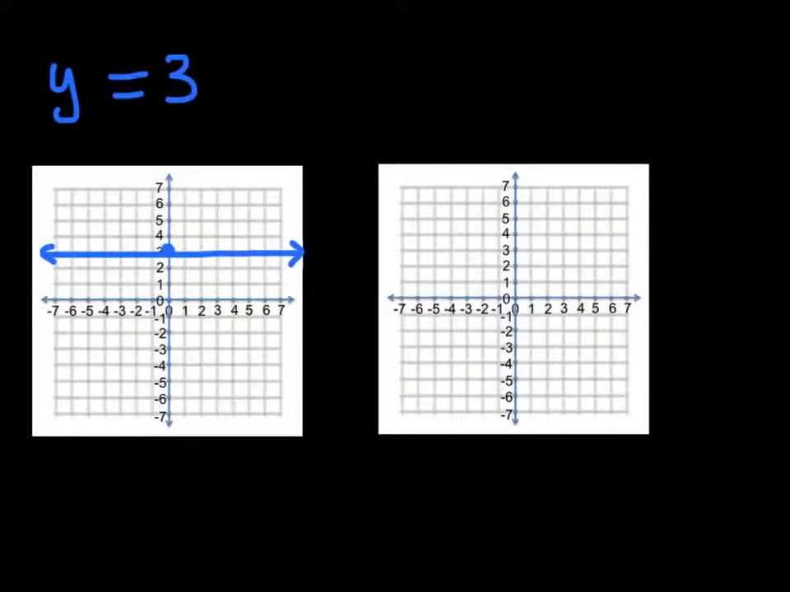Now let's graph x equals -2. The graph of the equation x equals -2 is the vertical line that goes through point -2, 0. No matter what value we give for y, this line will go through the x value of -2.